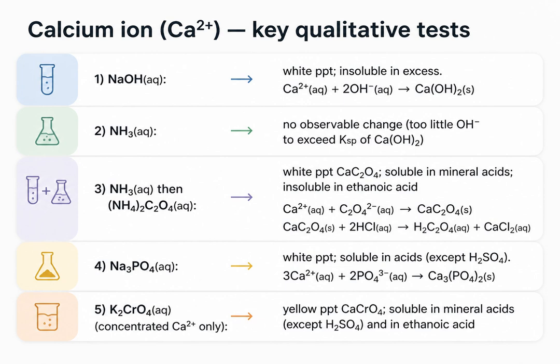Calcium phosphate is also a white precipitate and dissolves in acids, but not in sulfuric acid because calcium sulfate can form. Finally, potassium chromate gives a yellow precipitate of calcium chromate, but only from concentrated calcium solutions, and it dissolves in acids except sulfuric acid, and also dissolves in ethanoic acid.